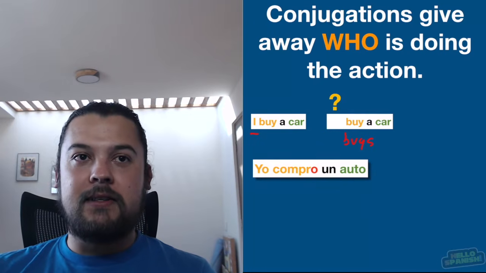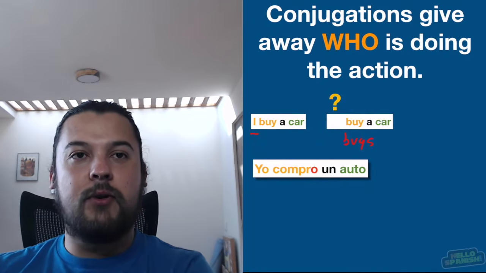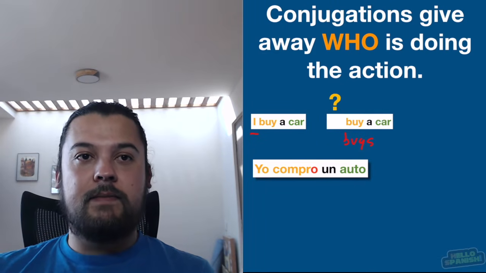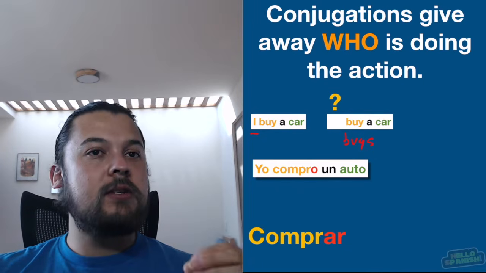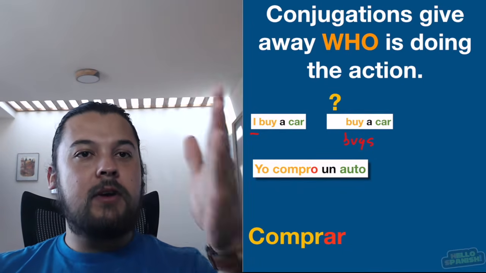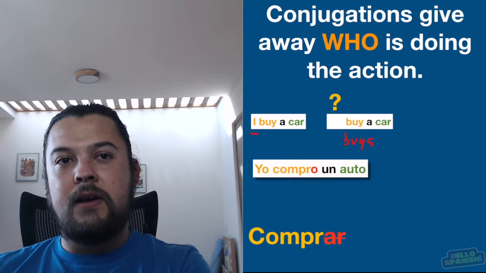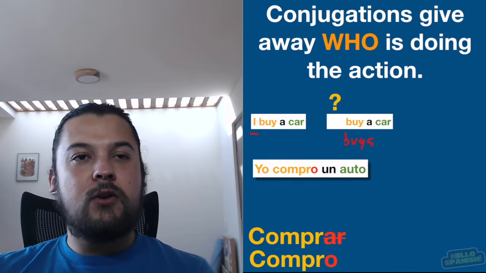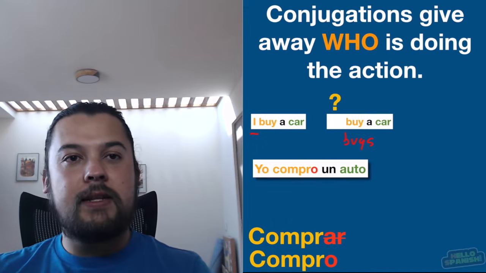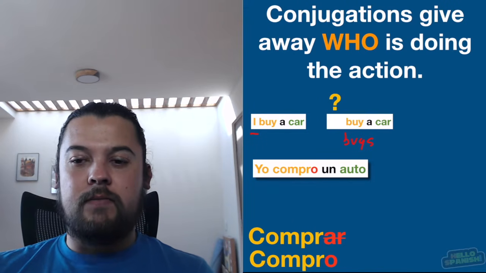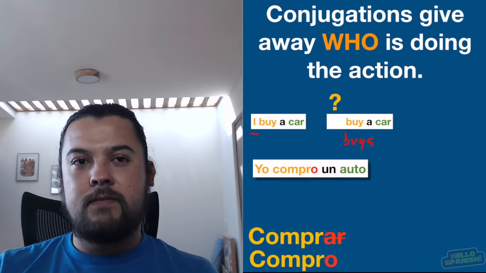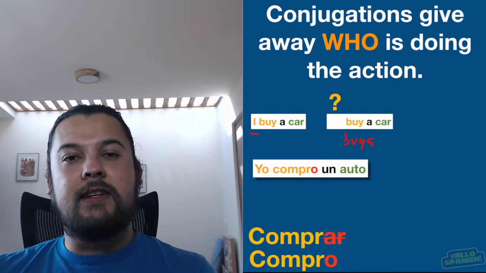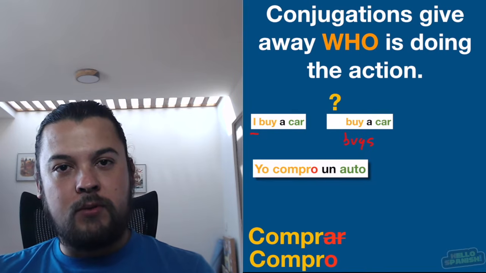But in Spanish, if you have the same sentence, I buy a car, yo compro un auto, you notice that the verb is already conjugated. Originally, it was comprar. But then we get rid of the AR and put an O. Because in the yo form, the conjugation for the yo form is an O. So get rid of the AR and just put an O. Okay? The sentence then is yo compro un auto.